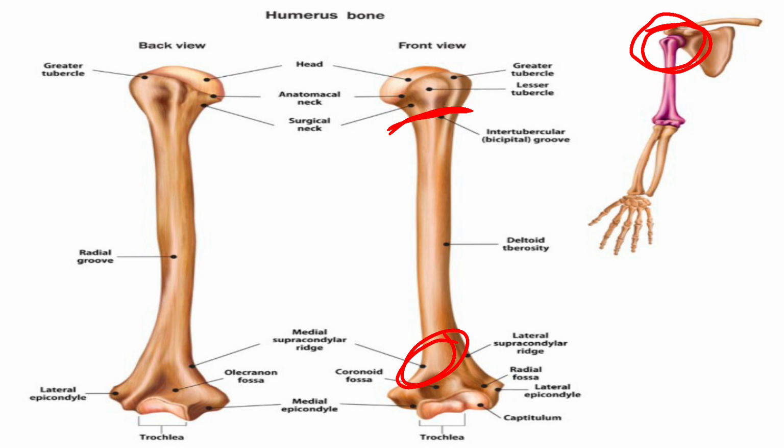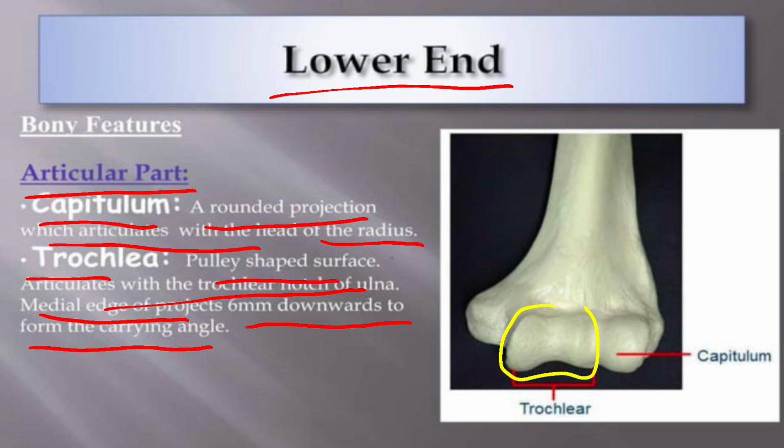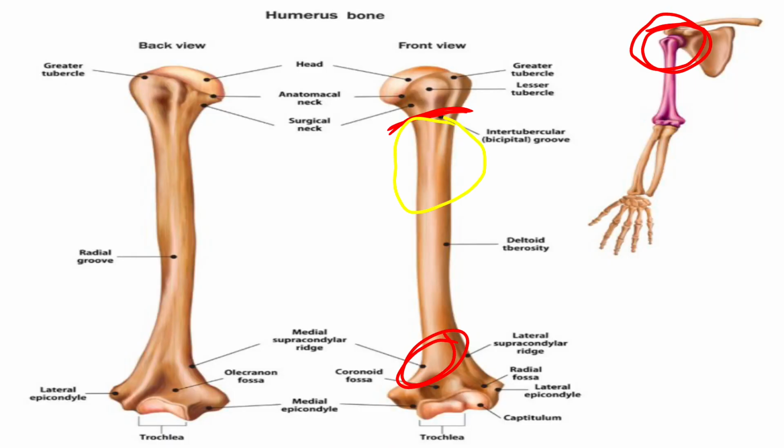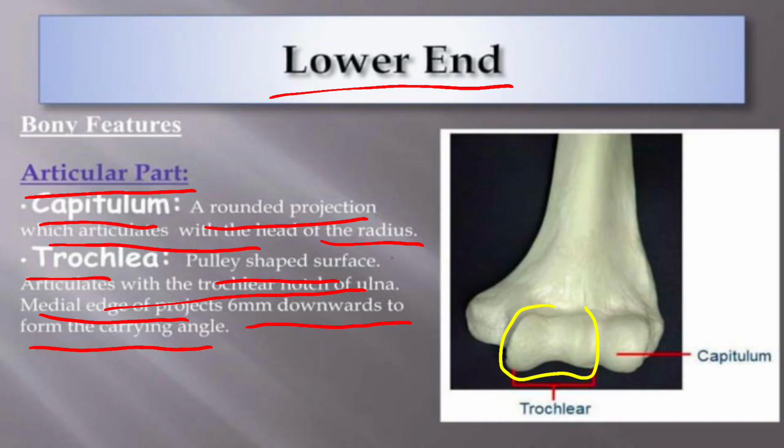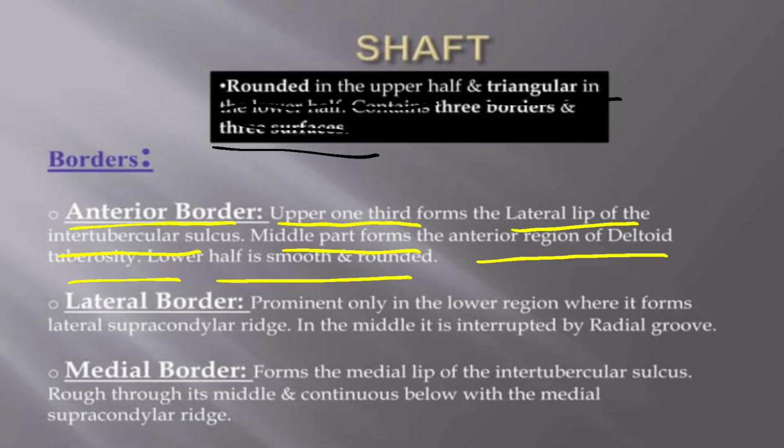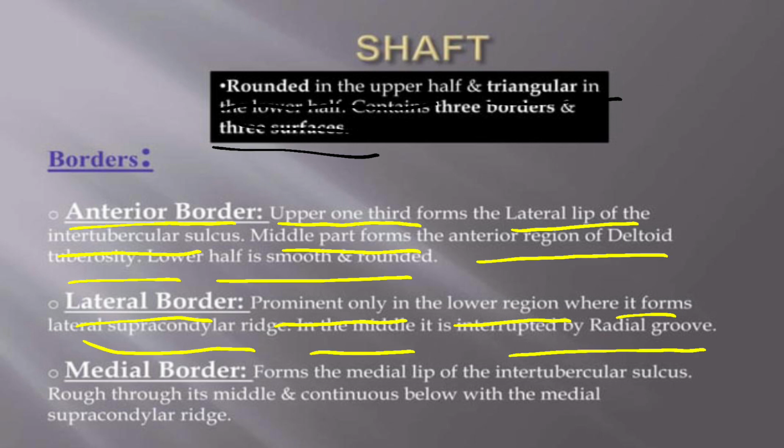See in this diagram, the upper one third forms the lateral lip of the intertubercular sulcus, and the middle forms the anterior region of the deltoid tuberosity. The lower one third is rounded. Lateral border. It is prominent only in the lower region where it forms the lateral supracondylar ridge. In the middle it is interrupted by a radial groove.